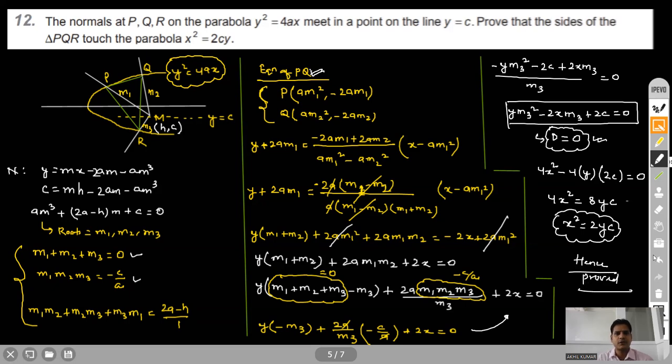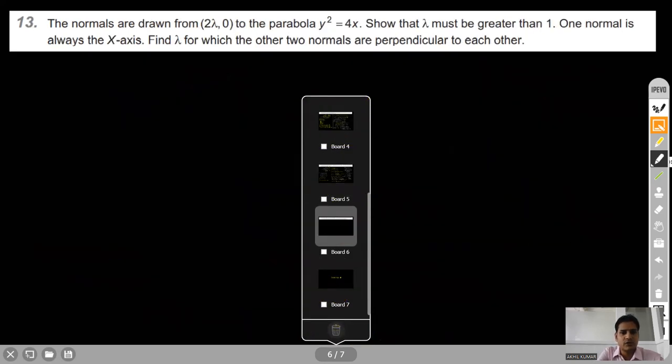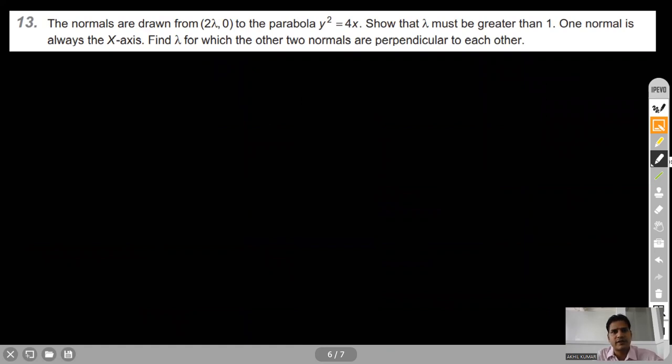Hope this is clear to all. So these are some lengthy questions, but we are having some good concepts in these questions, right? And this question was based on this four normal points concept. So I think this one is the last question. So let's finish it. The normals are drawn from point this to the parabola y square is equal to 4x, so that lambda must be greater than 1. Okay. So this is one thing which is asked in the question.